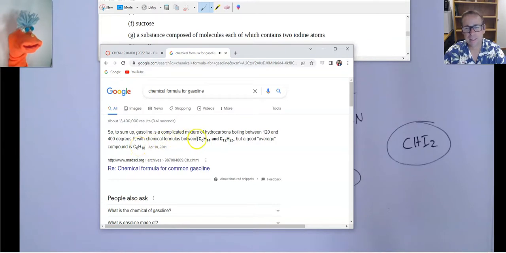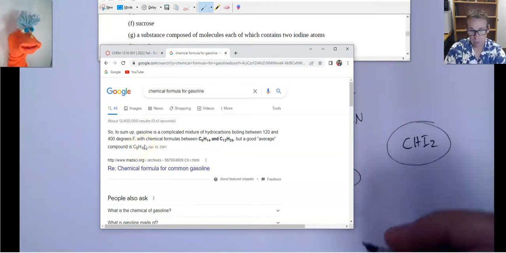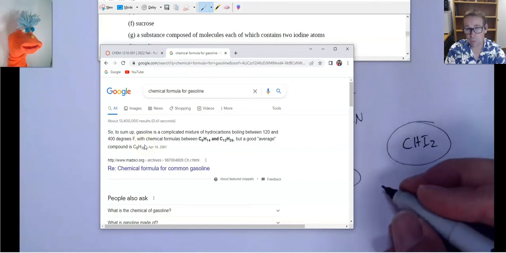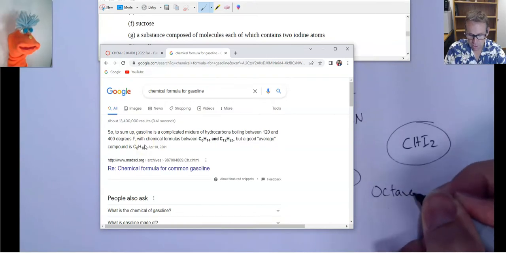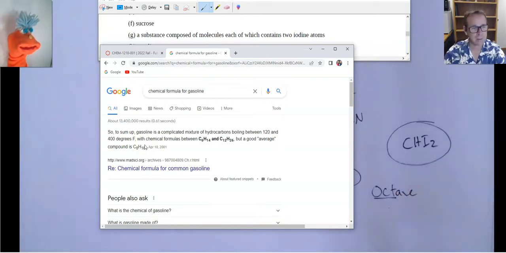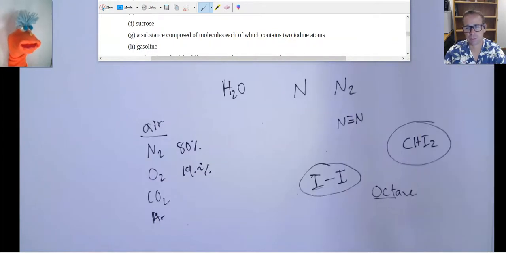So it's a combination, right? It's a combination of compounds that have this chemical formula or this chemical formula or a bunch of them in between, with an average being C8H18. And that's why you often refer to gasoline as containing octane. Octane. That oct in octane refers to 8, and the chemical formula is C8H18. So gasoline is a what? It must be a mixture. Very good. Gasoline is a mixture.